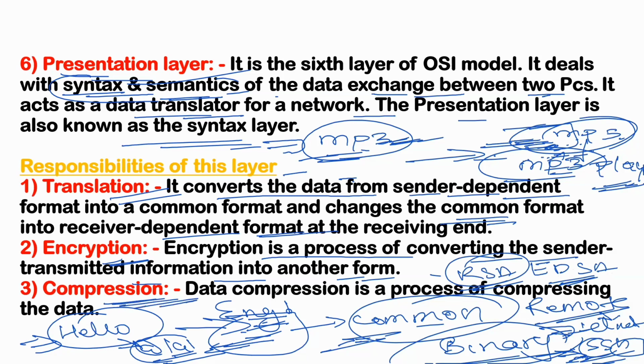Next is compression. Compression is a process of compressing the data. On the presentation layer, data will also be compressed. Suppose you have 1 GB of data, then it will be compressed to, say, 900 or 800 MB, then sent over the network. It totally depends on the application you use to send the data. So these three responsibilities are related to the presentation layer, right? Now any doubt on this presentation layer?